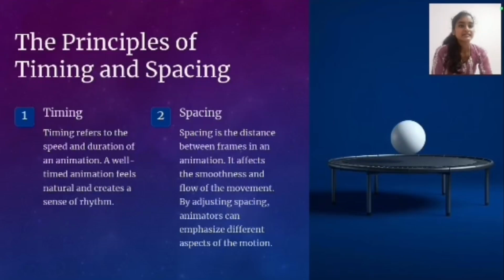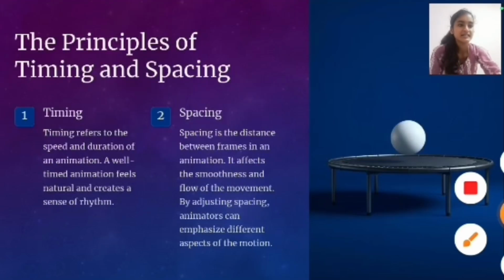The next word is spacing. Spacing is the distance between frames in an animation. It affects the smoothness and flow of movement. By adjusting spacing, animators can emphasize different aspects of the motion. Taking the same example, the ball starts from the initial point and reaches the final point in the same time. The distance covered by the ball, we call it spacing. By knowing the distance, animators can create animations easily.